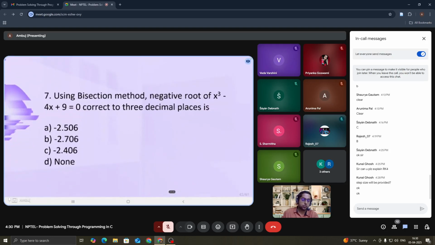Try to solve, using the bisection method, the negative root of x cube minus 4x plus 9, correct to 2-3 decimal places. The bisection method I already taught you in the previous session. Okay, try to solve.